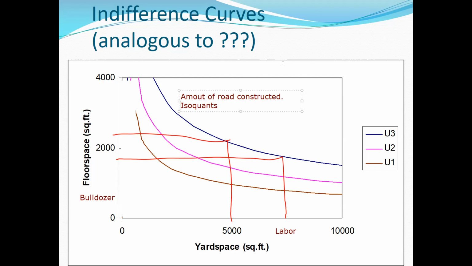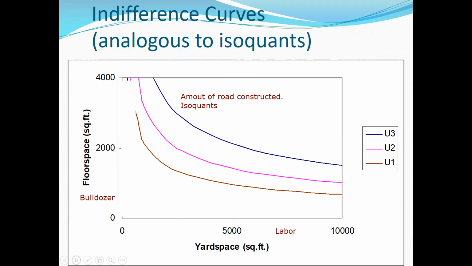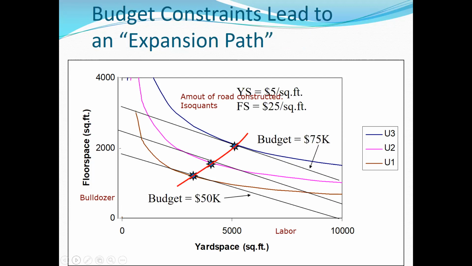So I just want you to see the analogy there. Very good. So let's clear this out. This is analogous to what we call the isoquants. Indifference curves are basically like the isoquants that we saw in the previous lecture. Okay, now let's go back and clear out these annotations here.